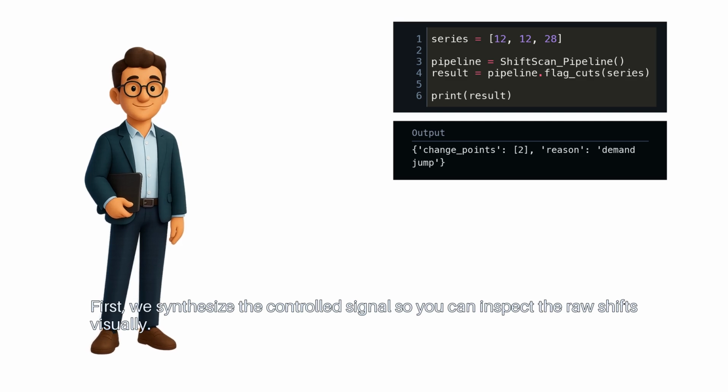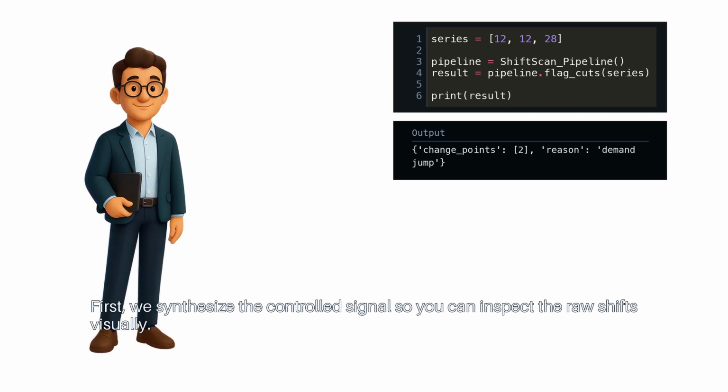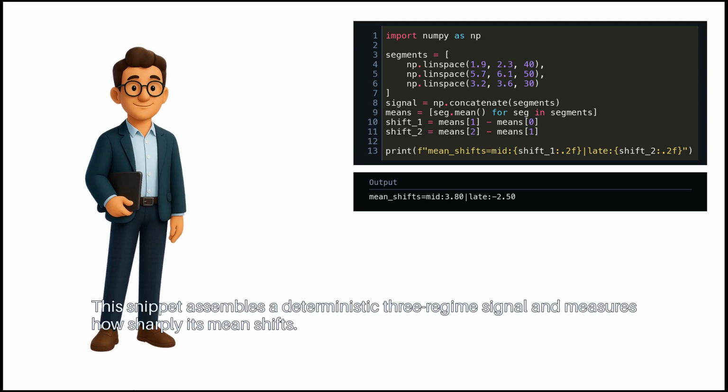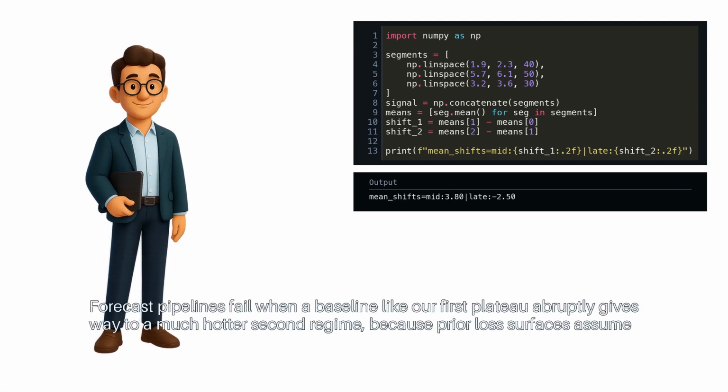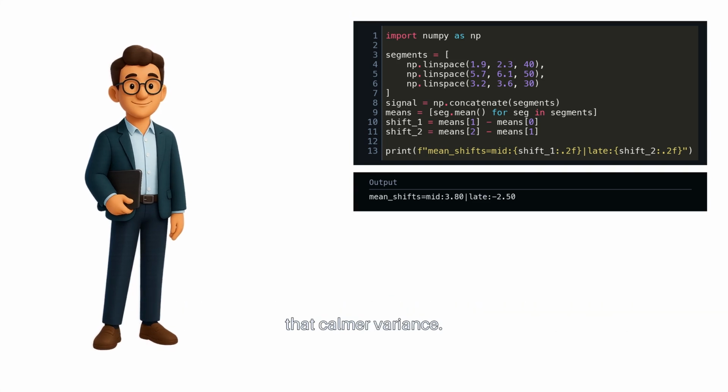First, we synthesize the controlled signal so you can inspect the raw shifts visually. This snippet assembles a deterministic 3-regime signal and measures how sharply its mean shifts. Forecast pipelines fail when a baseline like our first plateau abruptly gives way to a much hotter second regime, because prior loss surfaces assume that calmer variance.